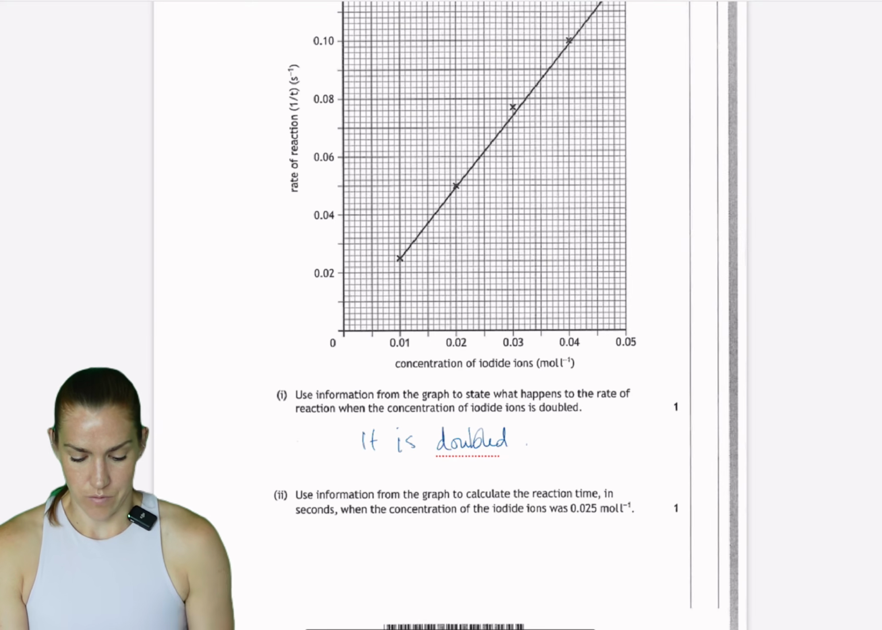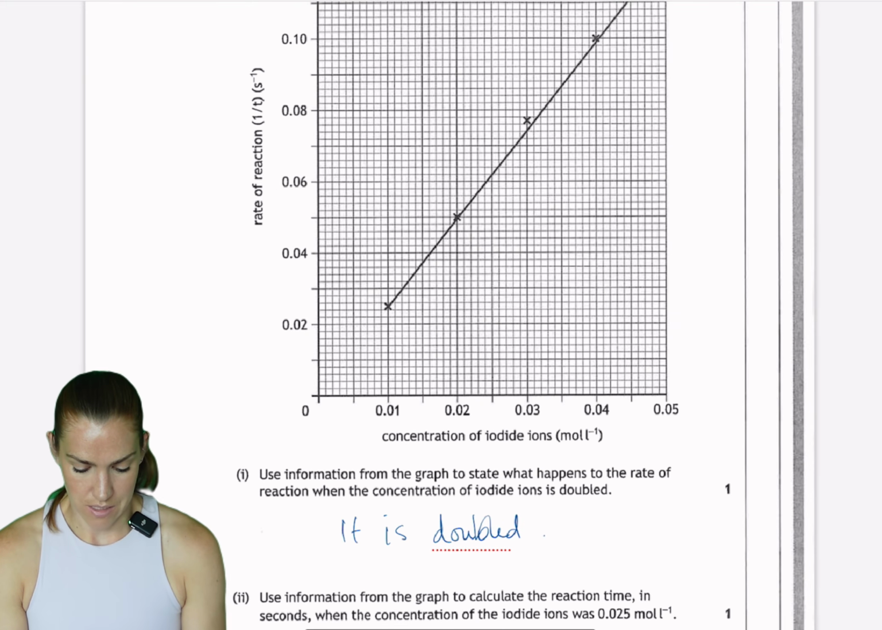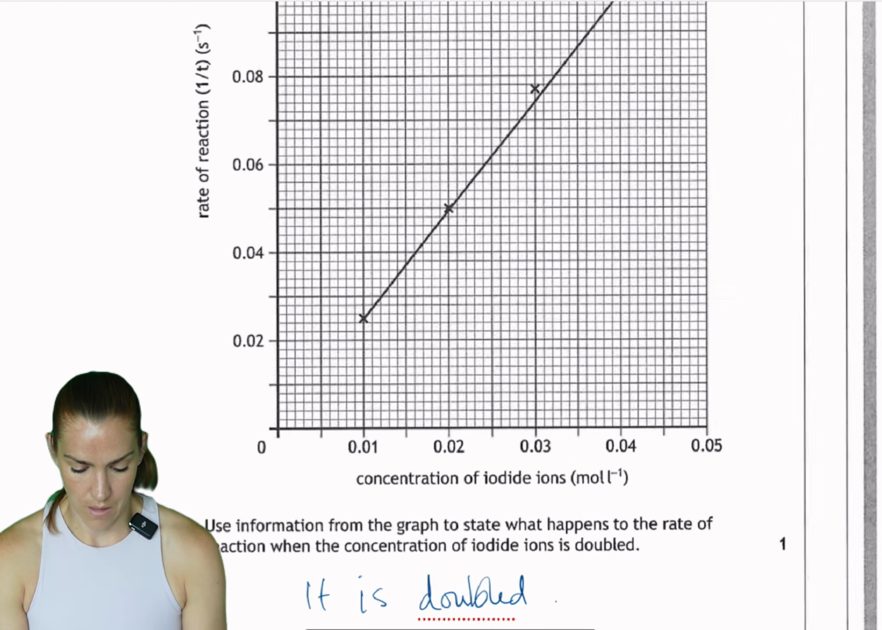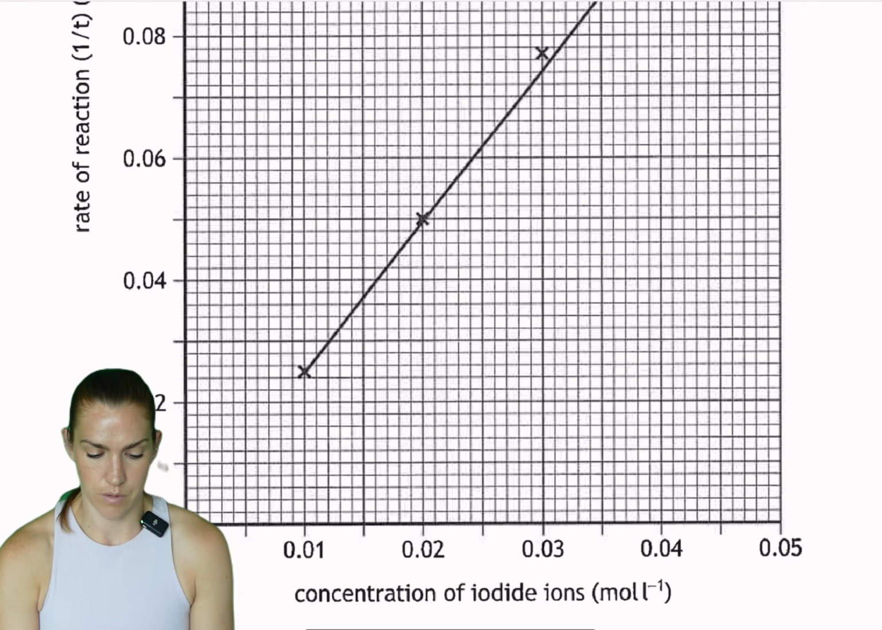So then use the information from the graph to calculate the reaction time in seconds when the concentration of the iodide ions was 0.025. So 0.025 concentration is here. So the rate was 0.062, because it's going up in 5 boxes to go up 0.1.